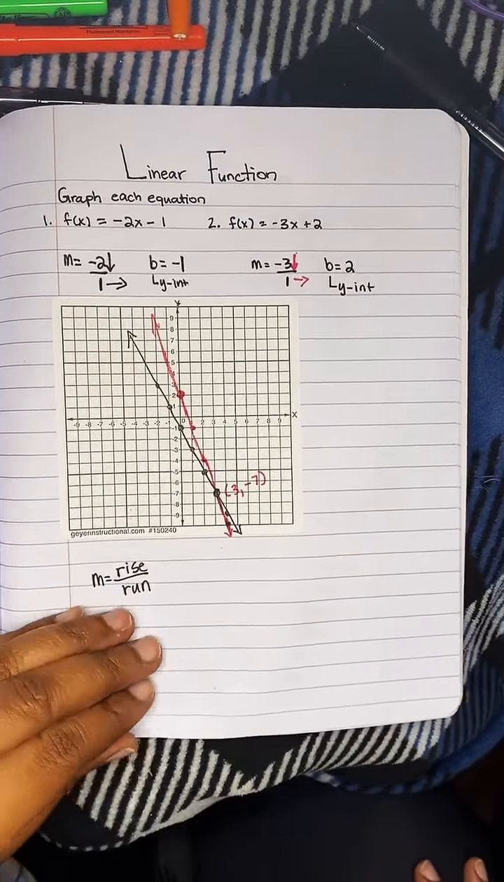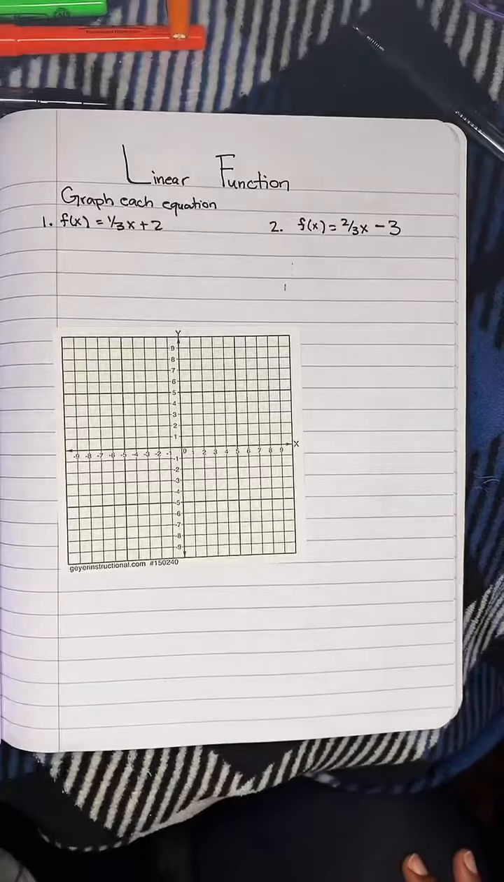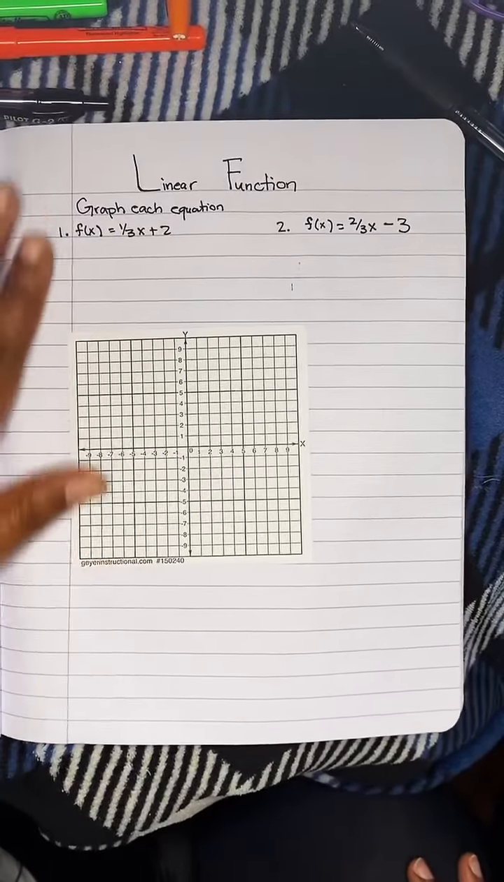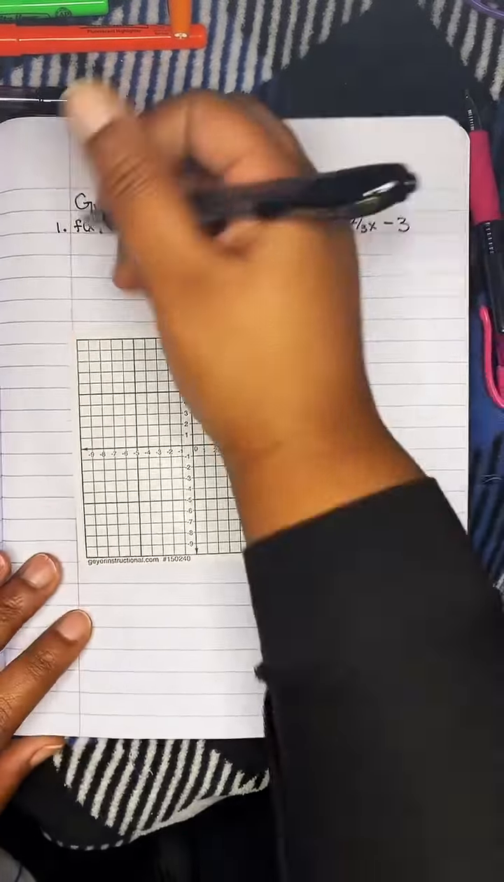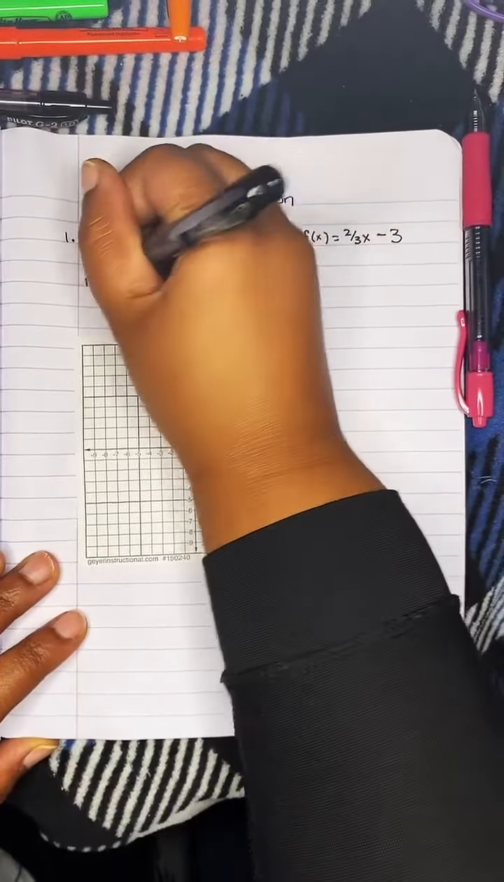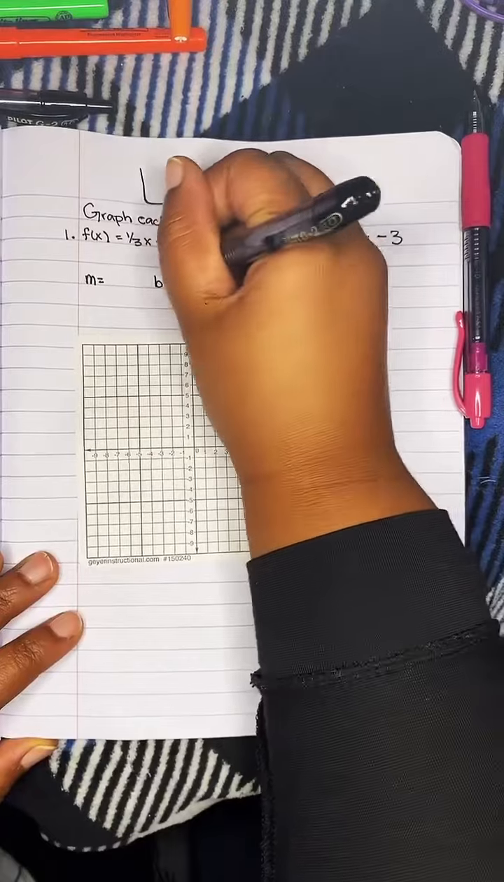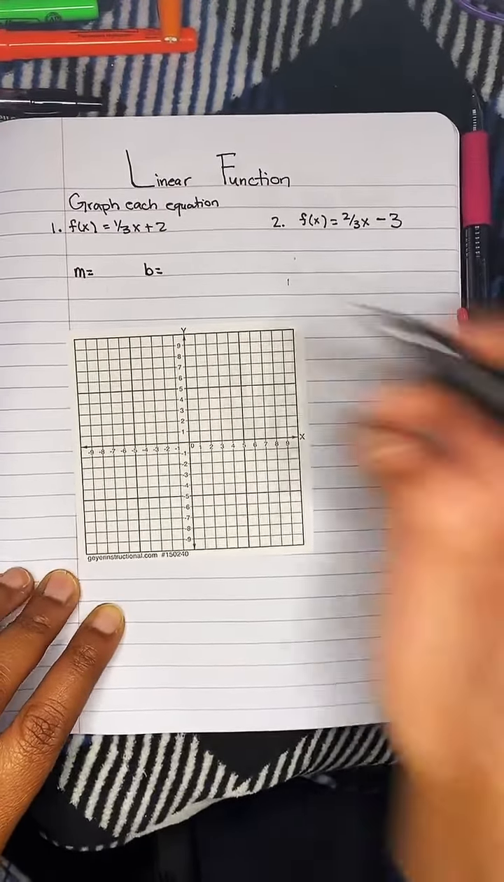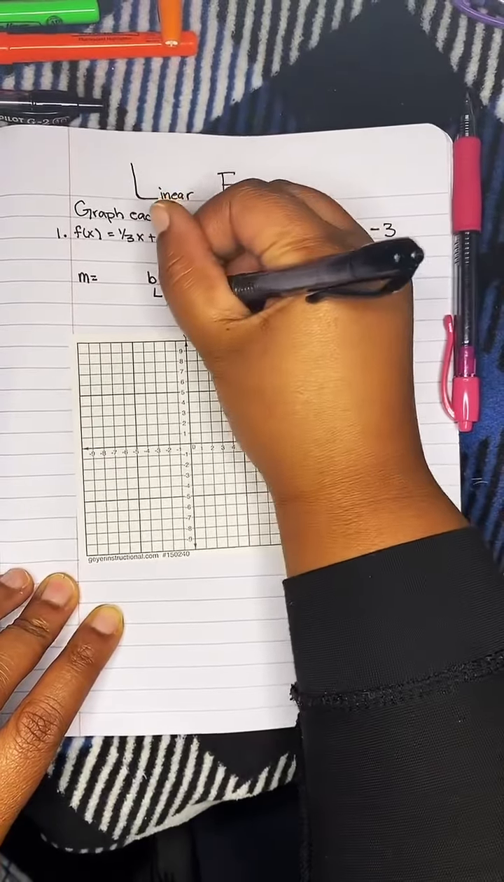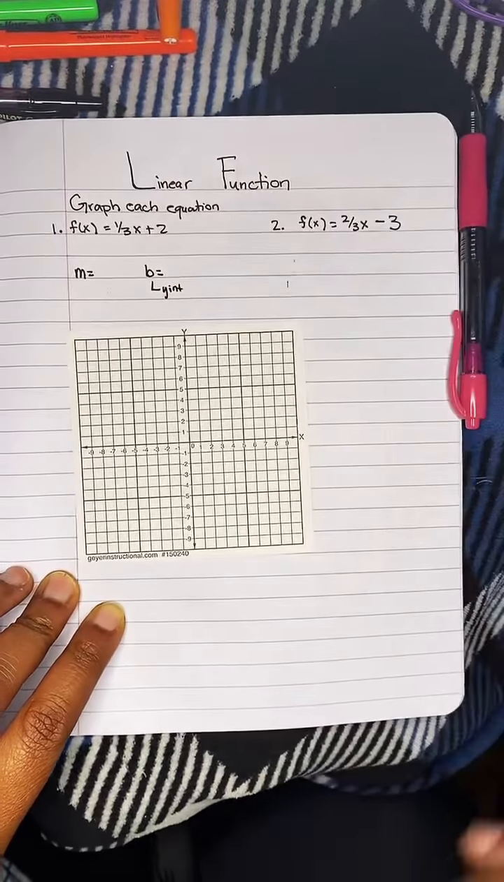All right, let's do a couple more. Let's keep on practicing. We have to first identify what is the M and what is the B. So somebody tell me, what is the B? What is our y-intercept?